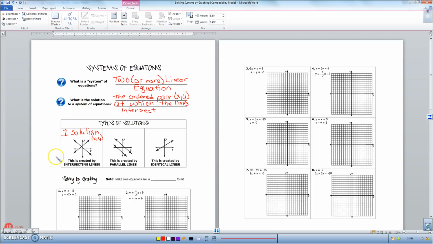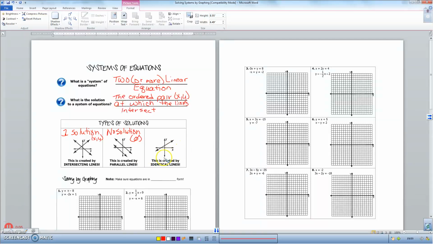Okay? The next type is a no solution. Now notice these lines, no solution. What kind of lines are they? They are parallel lines. So your solution set will be no solution. So usually we'll do a circle with a line through it, which means none.